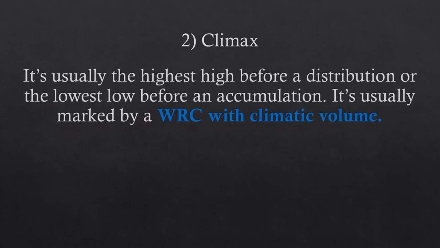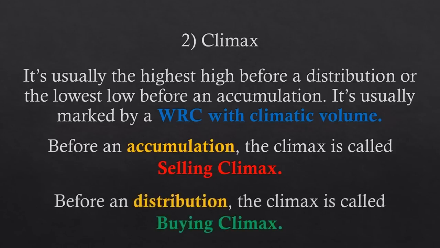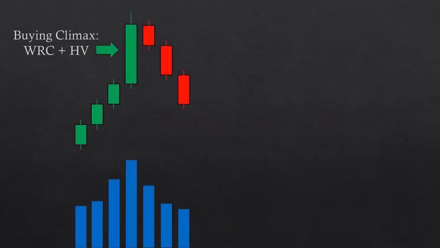The climax is the second event in the Wyckoff method, coming right after the preliminary stop, and it is marked by a wide range candle in the trend direction with climatic volume. It's usually the highest high before a distribution or the lowest low before an accumulation. In the case of an accumulation, the climax is denoted as a selling climax, and in the case of a distribution, it is denoted as a buying climax. As the event name suggests, the climax will usually appear as a wide range candle with high volume, but not necessarily.